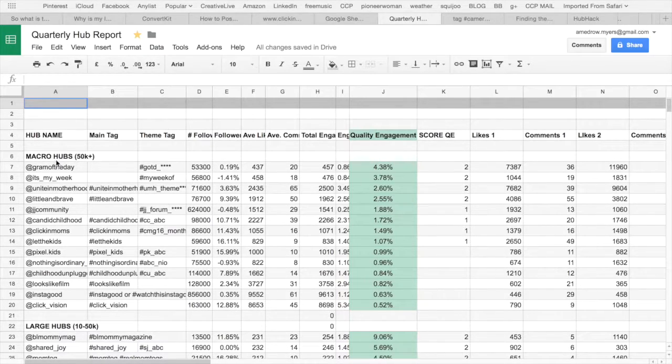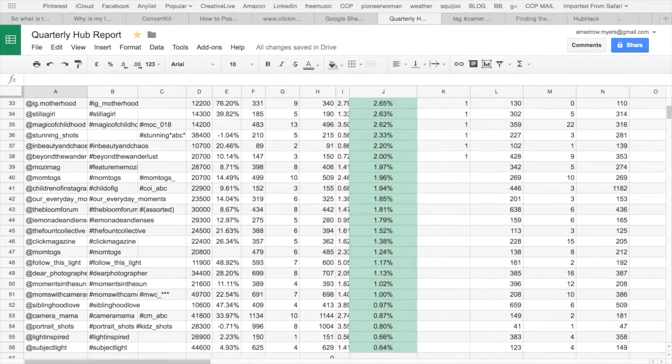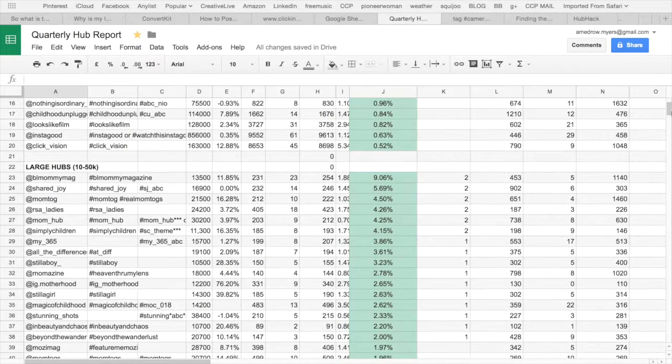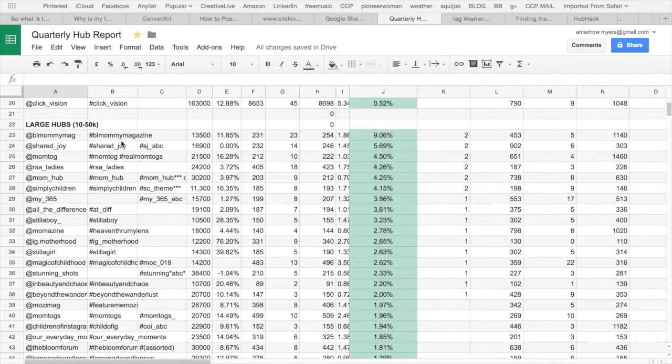So you can see here the top, the macro hubs. These are the huge hubs. The best quality engagement rate scores were from Grandma the Day, It's My Week, United Motherhood. I'm going to scroll down a little bit. Our large hubs, and I apologize, the computer's a little finicky with the recording going. You can see here, this one was surprising to me. Beauty and Lifestyle Mommy magazine had very good comment rates or quality engagement all the way down.